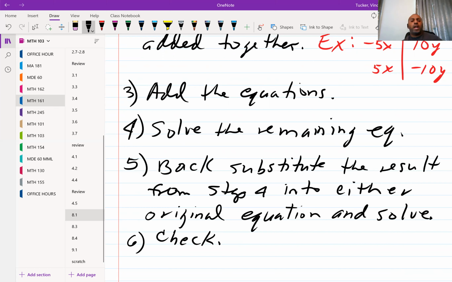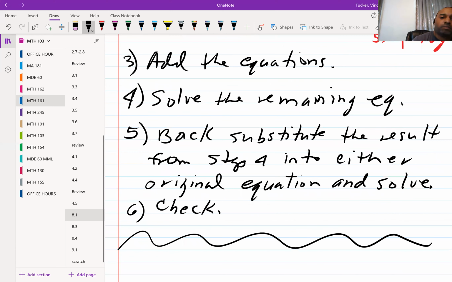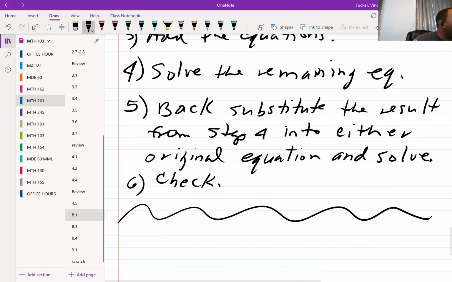All right, so then you're going to add your equations. After that, solve the remaining equation. And from there, you'll have a solution, just like we had that y before. You back substitute the result from step 4 into either of your original equations. Then we'll solve. And of course, we always end up with checking. All right, so let's try this out.